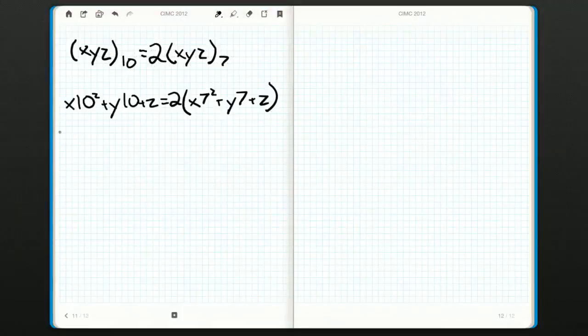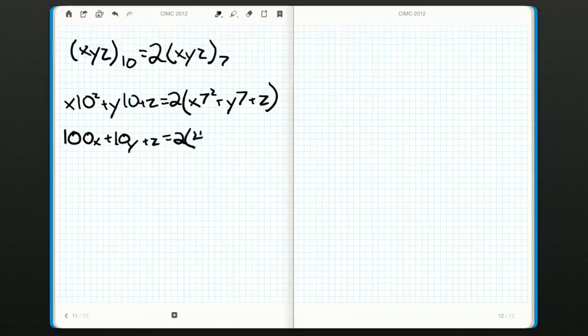Well, we're going to likely expand these expressions. 10 squared we can write as 100. And then we're probably going to bring all the x's onto one side, all the y's onto another. Okay, so that's 100x plus 10y plus z is 2 times 49x plus 7y. We're just rearranging it. We like to have our numbers in front of our variables or our unknowns, plus z.